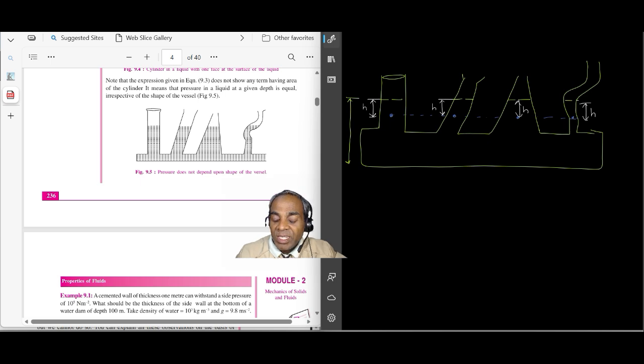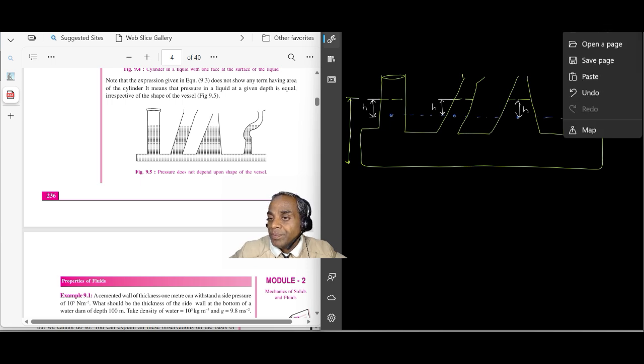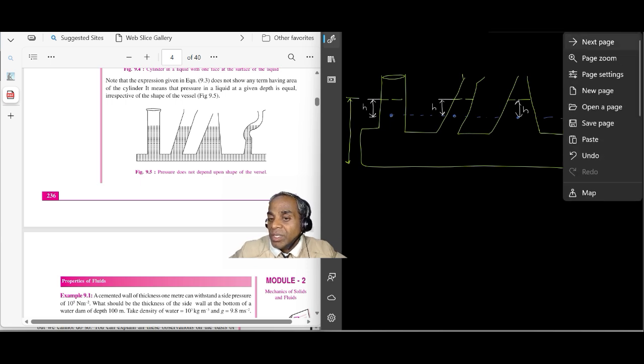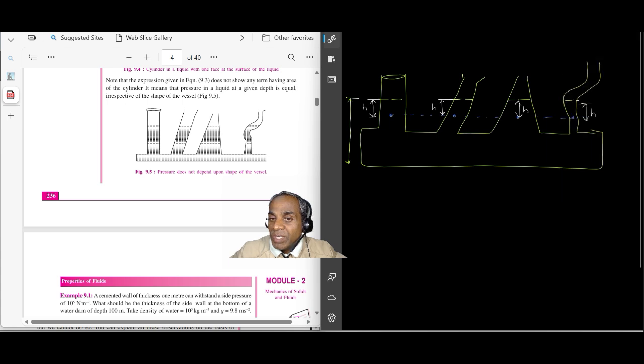and it is useful for certain applications related to it. You will come across those in a short while. For now, you understand that pressure at a depth H is equal to atmospheric pressure plus rho, the density of the liquid, times small g, acceleration due to gravity, times height, the depth. It's not dependent on any area, cross-sectional or whatever.